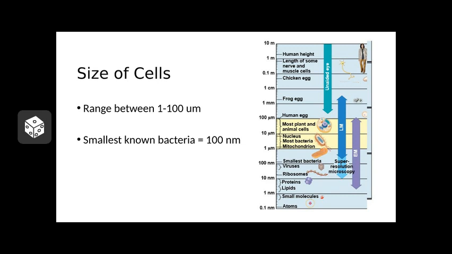There are cells that are smaller as well. Some of the smallest known bacteria are only 100 nanometers in size. And I'll remind you that a nanometer is a billionth of a meter, far too small to see with the naked eye, and even difficult to see with a microscope. So even though all cells are really tiny, they can vary in size quite a bit. Think about this. The average cell in one of our bodies can be hundreds or even thousands of times larger than the average bacterial cell. That's like comparing an insect to an elephant.